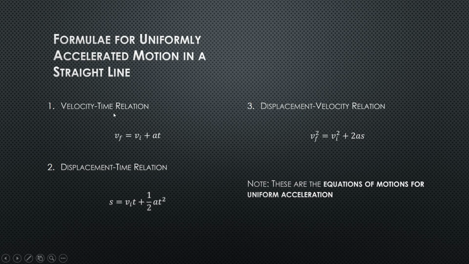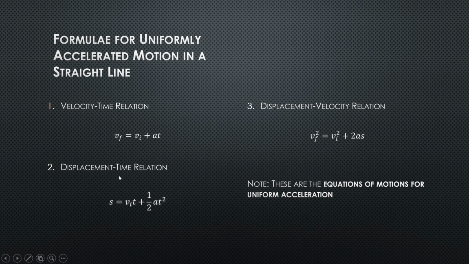For the velocity-time relation, the final velocity is equivalent to the initial velocity plus the product of acceleration and time. So v of f represents final velocity, v of i initial velocity, a represents acceleration, and t represents time. Again, the formula for the velocity-time relation is final velocity equals the initial velocity plus the product of acceleration and time.